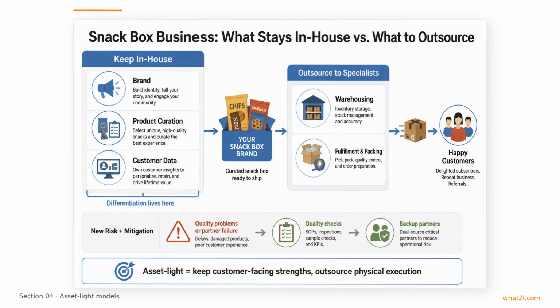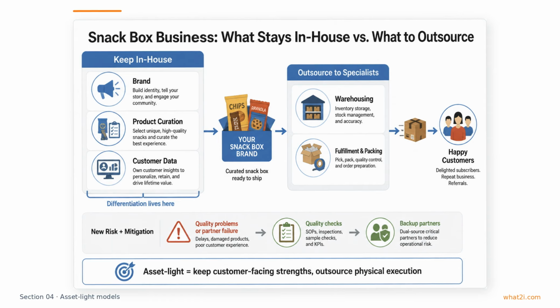Warehousing and fulfillment, by contrast, may be better handled by specialized partners with better physical infrastructure. That move can make the model lighter and more scalable, but the company still needs quality checks, service standards, and backup partners in case something goes wrong. The goal is not to outsource everything, but to outsource the parts that are asset-heavy without giving away the parts that make the business special.